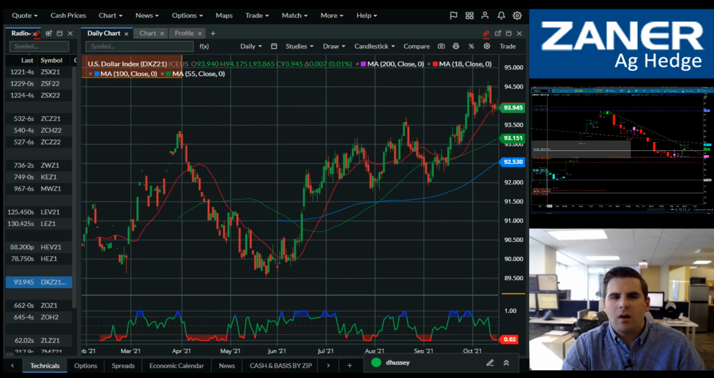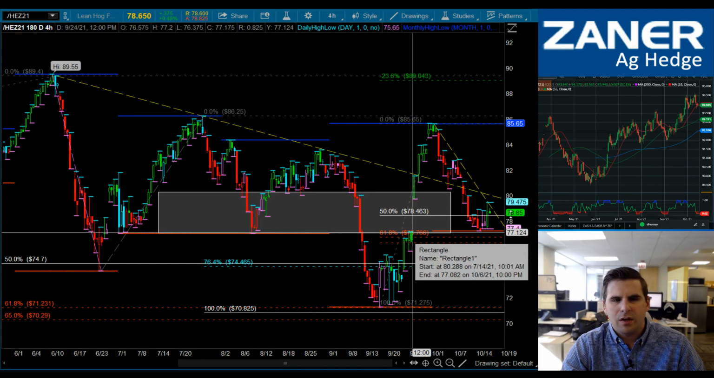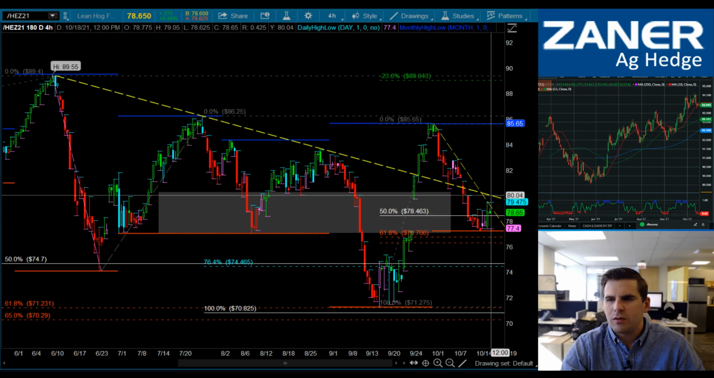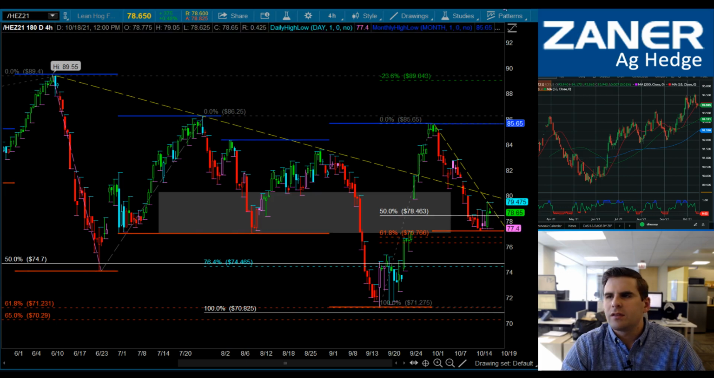See December lean hogs coming off of a 50% level on their chart as well. Came down here to almost fill this gap and leave it open, get a reaction higher. There's, I think, a bit of a trend line and a breakout towards 80. I think could be bought for momentum higher towards 86.